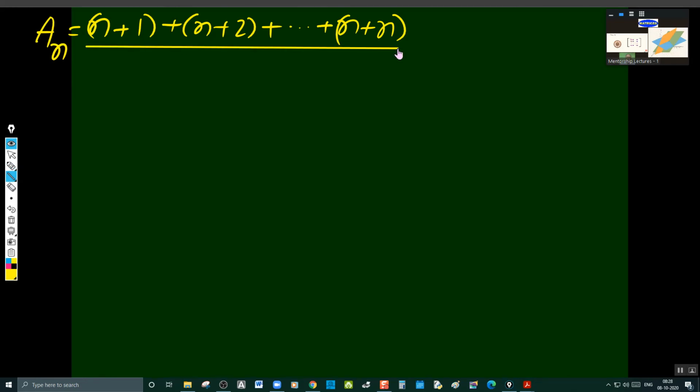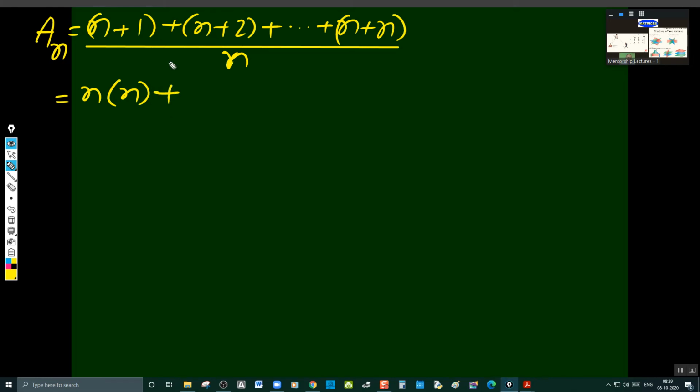An means sum of the terms upon total number of terms. There are n terms there. So how many n's are there? Just check it out. If you add 2 n's, it is 2n. If you add 3 n's, you will get 3n. If you add n n's, you will get n into n.